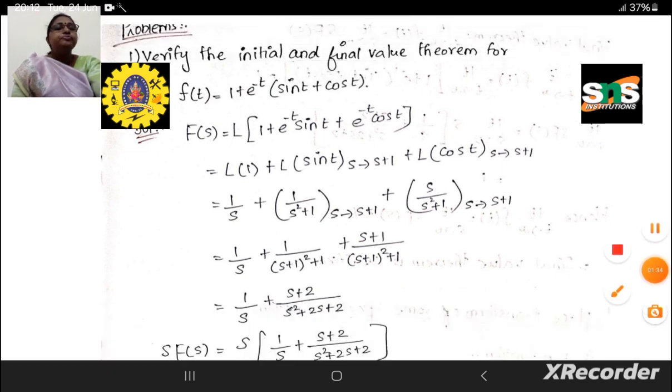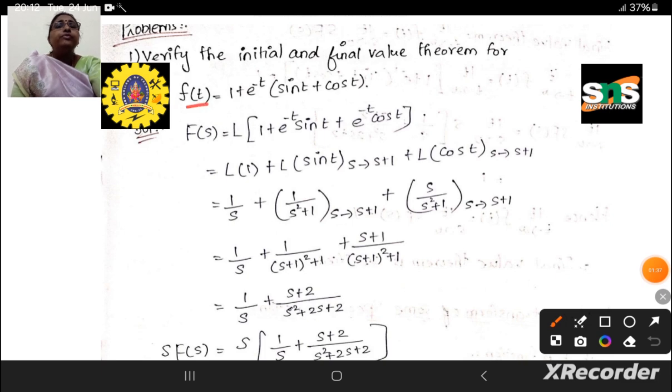In this, f of t is given. To check the left hand side and right hand side, we need the s into F of s value. So first I am calculating F of s. F of s is nothing but L of f of t, so here we can replace the f of t value.